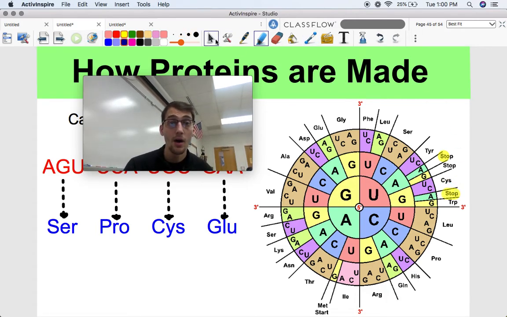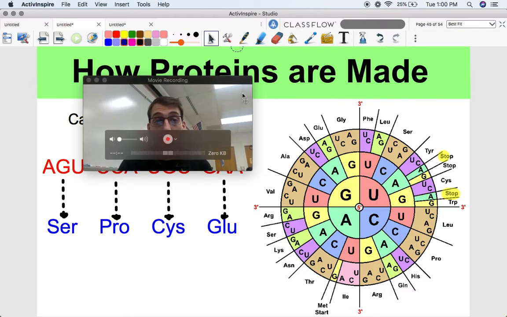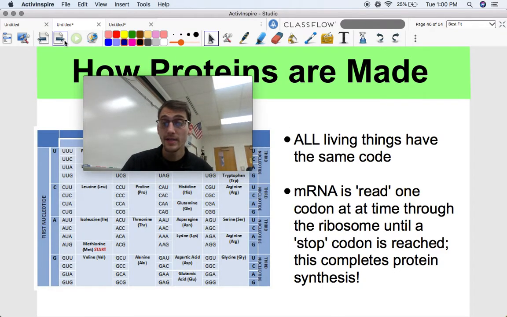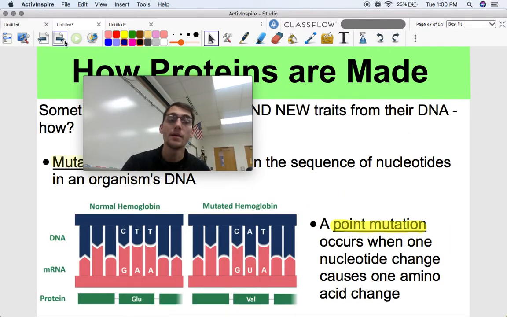Okay, and how does a ribosome know when to stop translation? Well, it reaches one of those stop codons, like UAA, UAG, or UGA. That's how translation stops, and that will complete protein synthesis. That's how we have a complete protein.